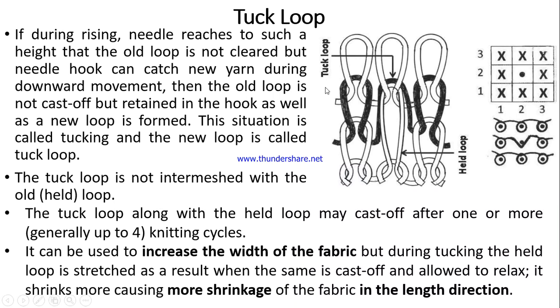Already I have shown this figure here. You can see this black color thread is forming a tuck loop at the middle position, and this is the previous loop that is elongated, that is called the held loop. Because this loop was not cleared, it was held inside the hook for the next knitting cycle. That's why the size of this held loop is bigger. And you can see this is the symbolic notation of the tuck loop.